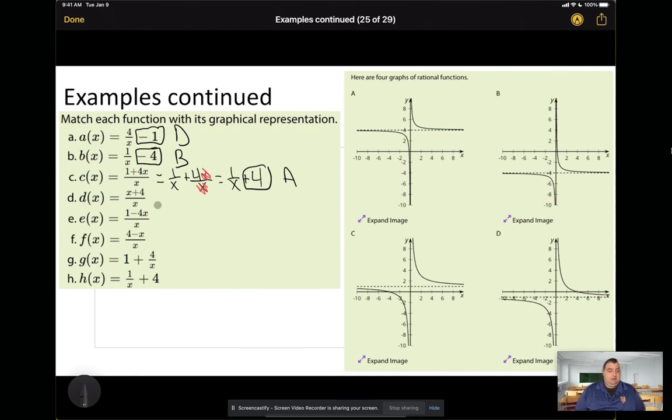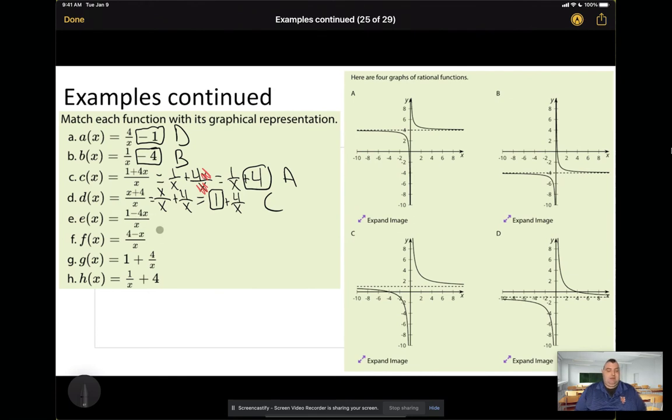Okay. D. Again, this one I have to separate out. So I'm going to do x over x plus 4 over x. And when I do that, x over x, anything divided by itself, is equal to 1. So this is going to simplify to 1 plus 4 over x. So my constant term is 1. Which one of these graphs has a horizontal asymptote at +1? That's this one right here. So C.